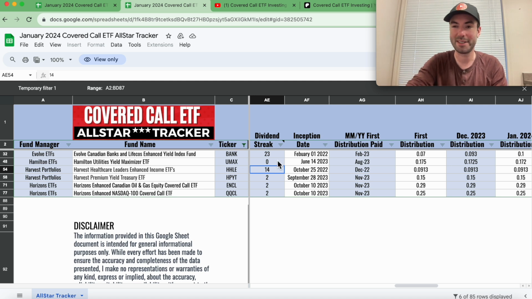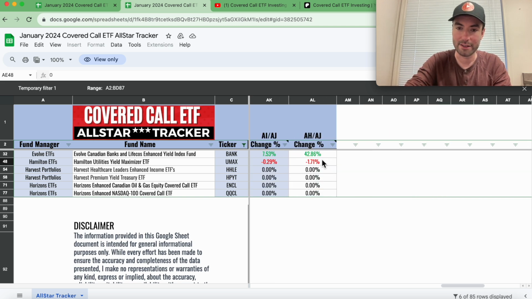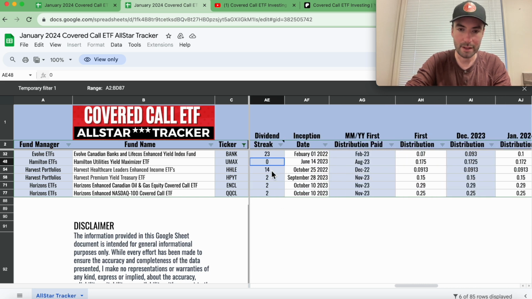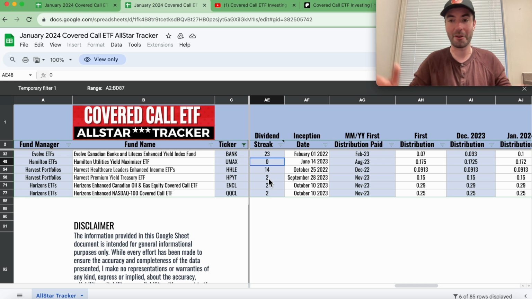And then UMAX, ever since its inception in July of 2023, has kind of been slowly going down distribution-wise. Its distribution has declined a little bit, incrementally, which is something we're going to see over here. Since July, it's gone down 1.72%. And everything else is so new that these dividend streaks don't really matter as much right now.